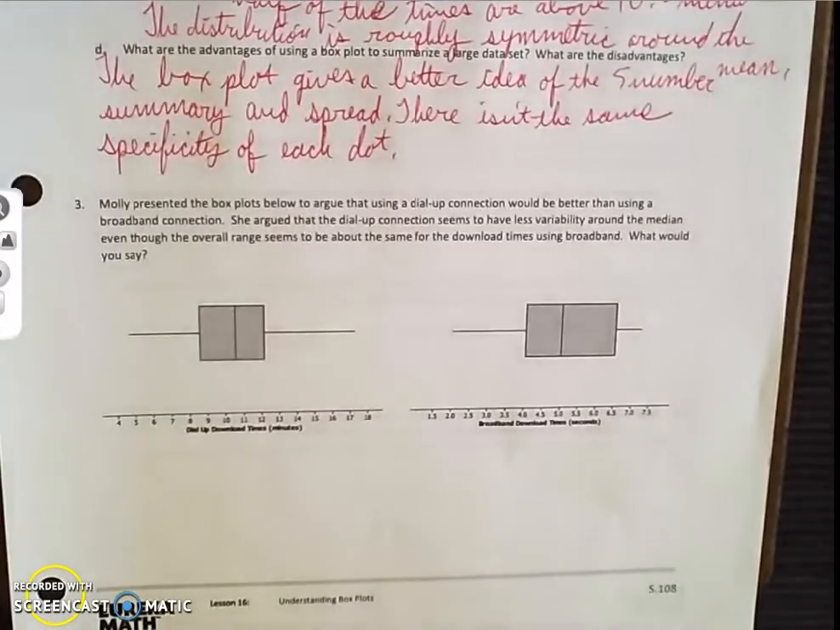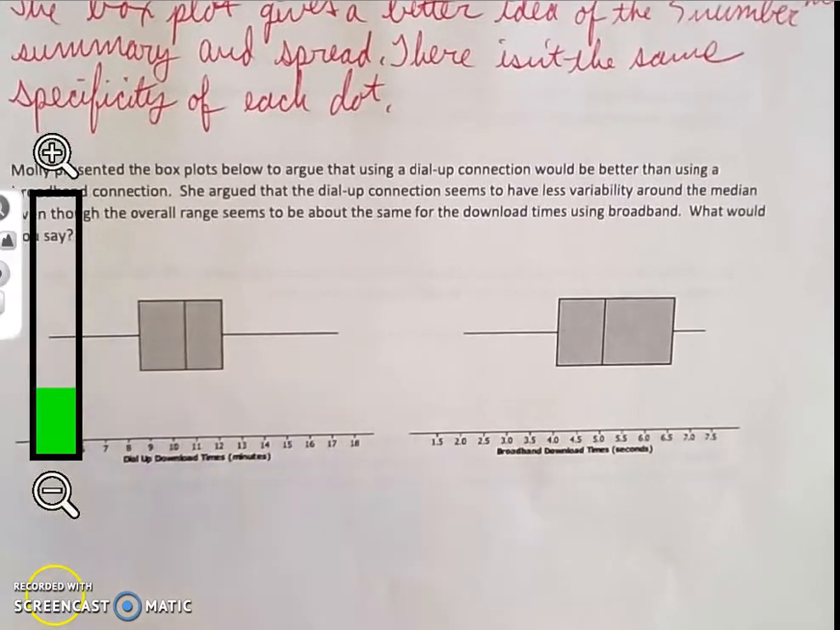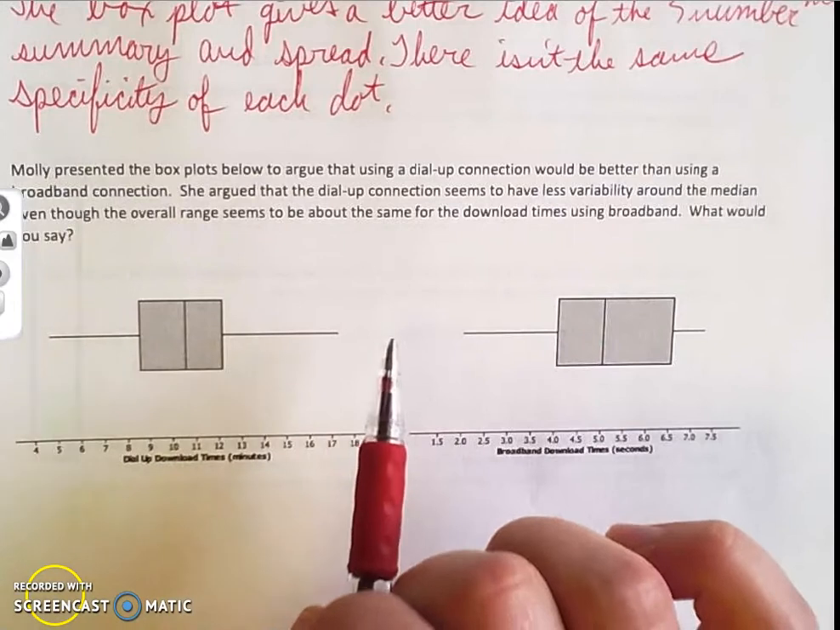So if we move on to number 3 here, we have Molly. So she presented the box plots below to argue that using a dial-up connection would be better than using a broadband connection. So she argued that the dial-up connection seems to have less variability around the median, even though the overall range seems to be about the same for the download times using the broadband. Okay, so what would we say about that? So if we kind of zoom in here on our 2 box plots, okay, we see that the range is fairly similar.